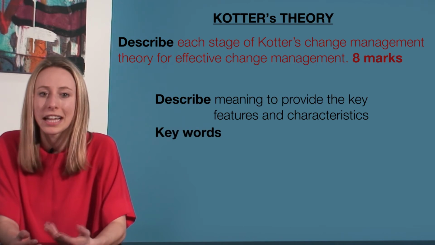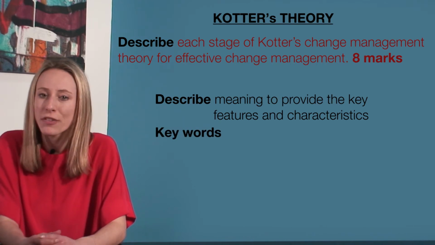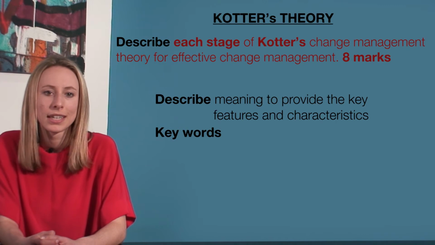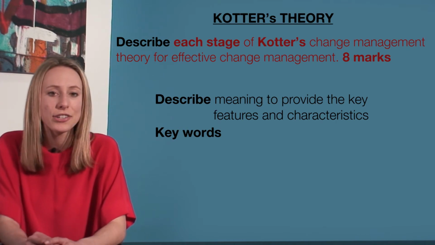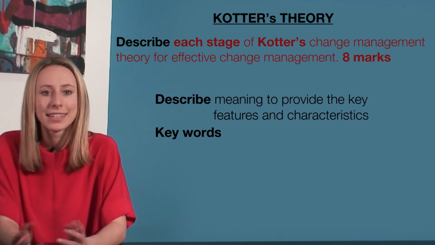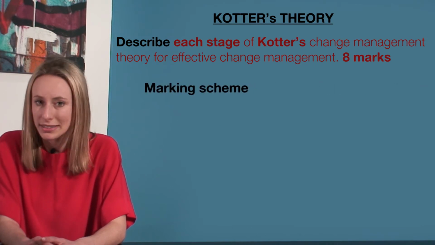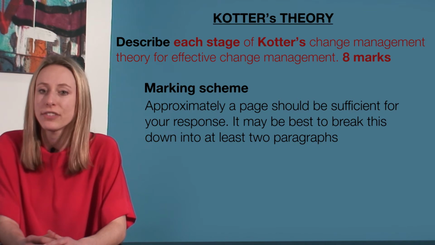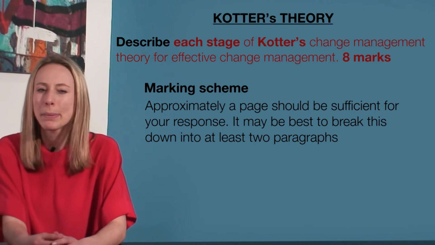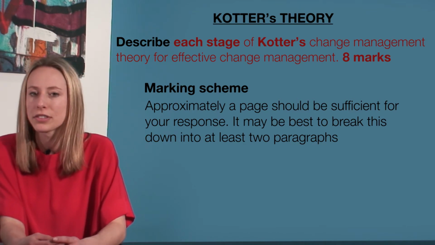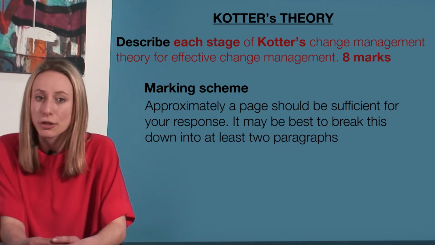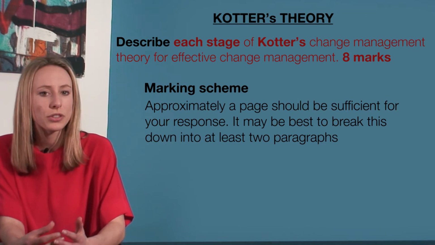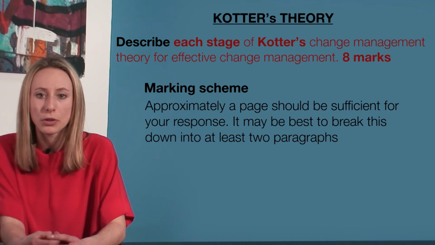Also, you need to underline the key words in the question, as these provide the foundation of your response. In this case, these include each stage and Kotter's. Next, students should look at the marking scheme. As an 8-mark question, approximately a page should be sufficient for your response. It may be best to break this down into at least 2 paragraphs, so it is clearly understood and is grammatically correct. It should also be assumed what each mark will be awarded for, so your response can be tailored to meet this.